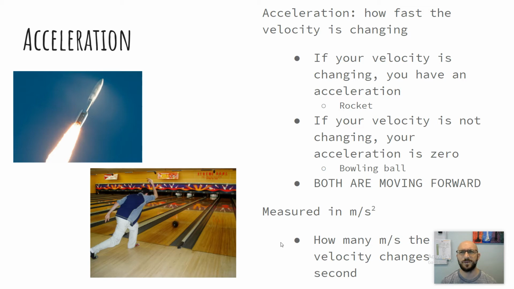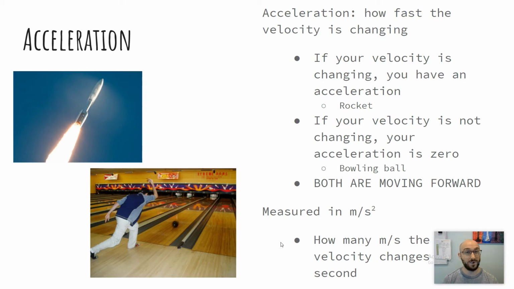All right, now there's the idea of acceleration. If displacement is how much your position changes, if velocity is how your displacement is changing over time, your position is changing over time, acceleration is how your velocity is changing over time. The rocket is not going at a constant speed. It is getting faster and faster. The bowling ball is going at a constant speed. It's just coasting. So although both are moving forward, they have different accelerations. The rocket has a large positive acceleration. The bowling ball has the acceleration of 0.